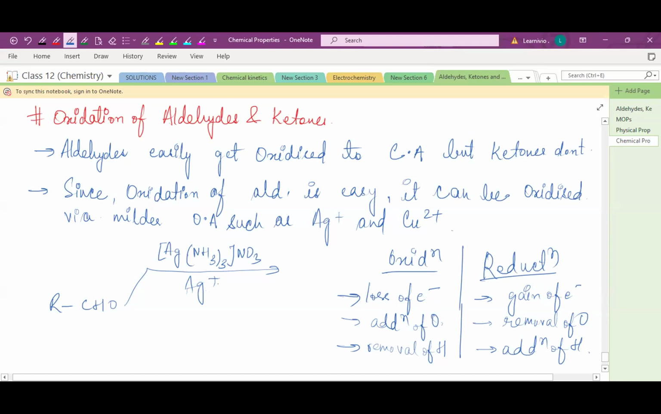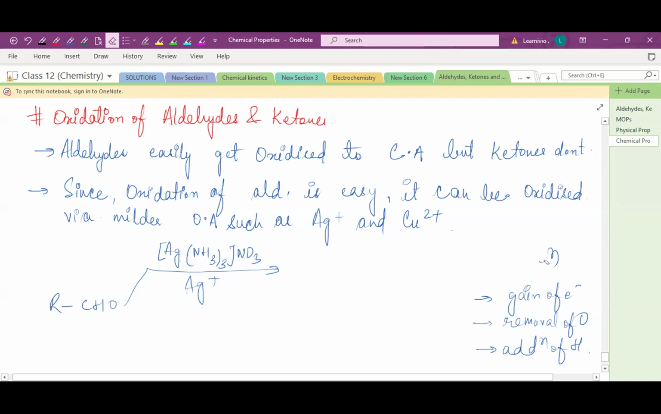So this Ag plus, we are using ammoniacal silver nitrate. Here it will give you Ag plus. So here this Ag plus gets reduced. Here the gain of electron will occur, and it will reduce to the corresponding silver.